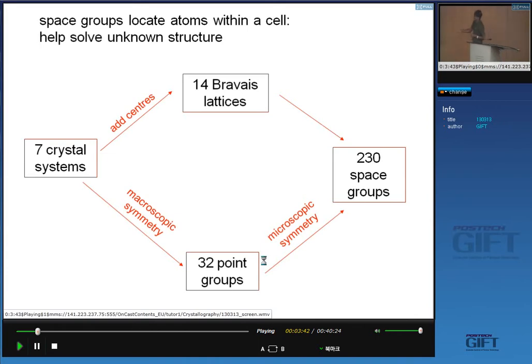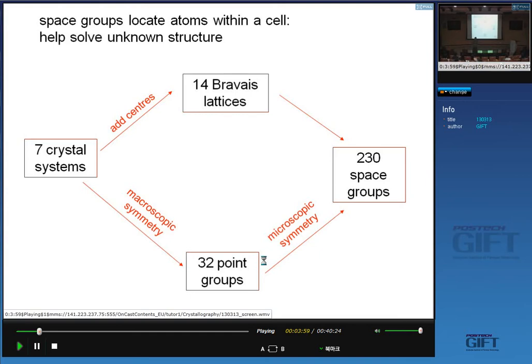And we had our 7 crystal systems, 14 Bravais lattices, and 32 point groups. And then there are 230 space groups. Okay? And I want you to memorize every one of them. So I'm joking, of course.